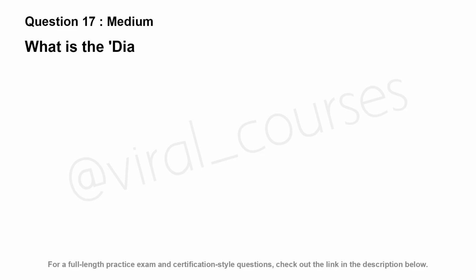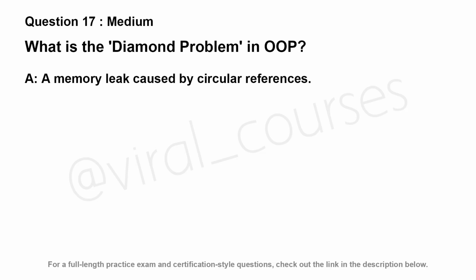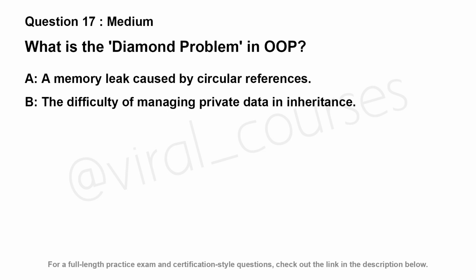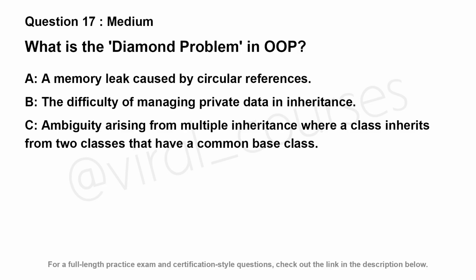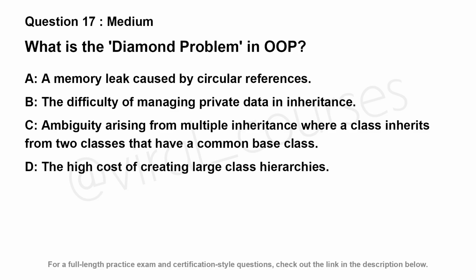What is the diamond problem in OOP? Option A. A memory leak caused by circular references. Option B. The difficulty of managing private data in inheritance. Option C. Ambiguity arising from multiple inheritance where a class inherits from two classes that have a common base class. Option D. The high cost of creating large class hierarchies.